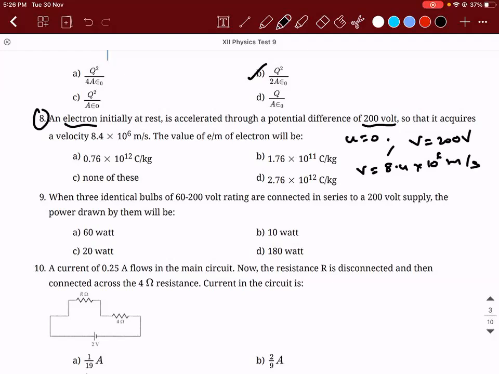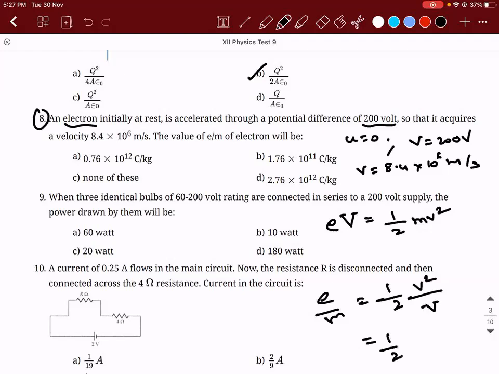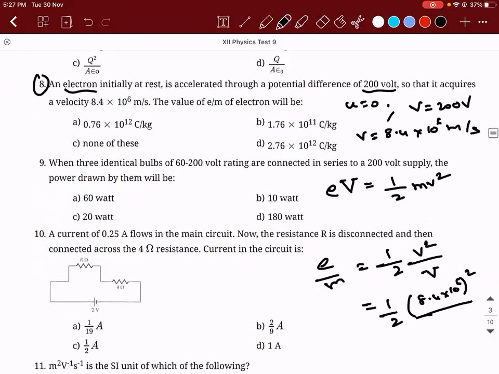So which energy is getting converted to which energy? The accelerating potential that is applied is giving the kinetic energy to the particle. So e divided by m is equal to half v square divided by capital V. So half into v square is 8.4 into 10 power 6, the whole square, the whole divided by capital V, which is 200. On solving this, how much are you going to get? Anybody with the answer?